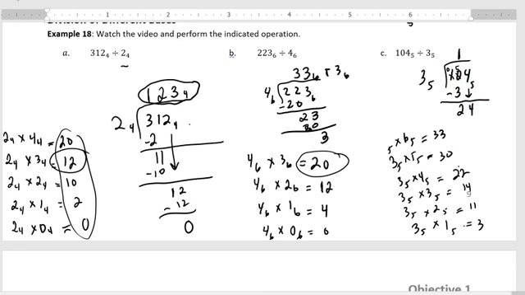So the closest number to 24 is 22. So that's going to be a 4. So we end up with 22. If we subtract, we end up with 2. So my answer is 14 base 5, remainder of 2 base 5.